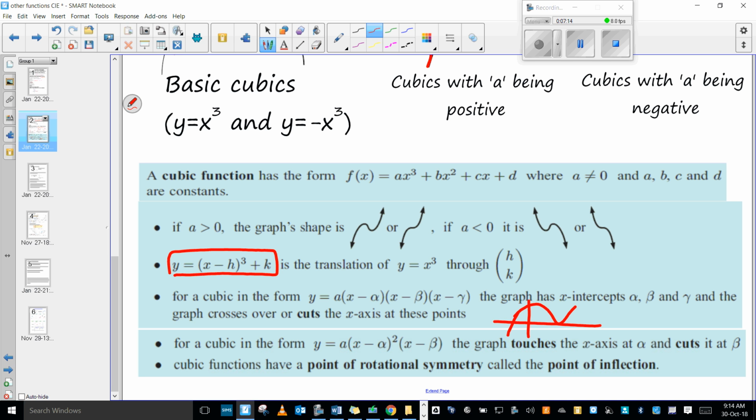Okay, so this value here would be positive beta. Oh, let's not. So this one would be beta, and this one would be alpha, because the squared bracket is where it would just touch. It wouldn't actually go through it.